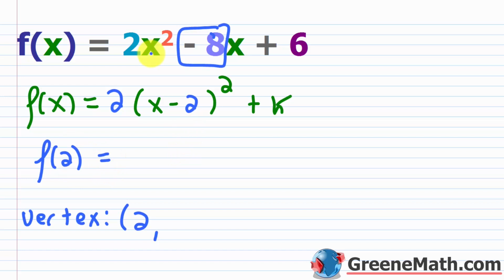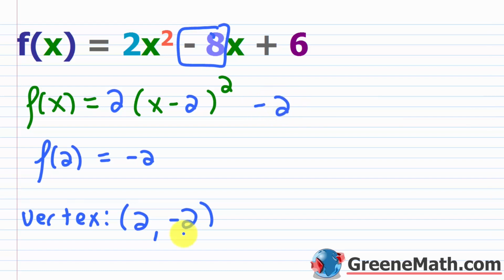It's going to be 2 squared, which is 4, times 2, which is 8, minus 8 times 2, which is 16. So let me just put minus 16. And then plus 6. So negative 16 plus 6 is going to be negative 10. And if I did 8 minus 10, that's negative 2. So this is negative 2. And again, I can put plus negative 2, or I can just put minus 2.